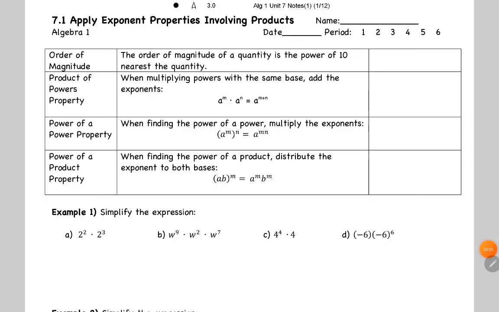Hello, this is College Jack doing some math today in Algebra 1. We're going to be taking a look at exponents and properties involving products or multiplication.